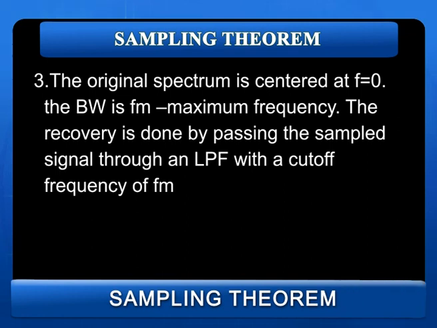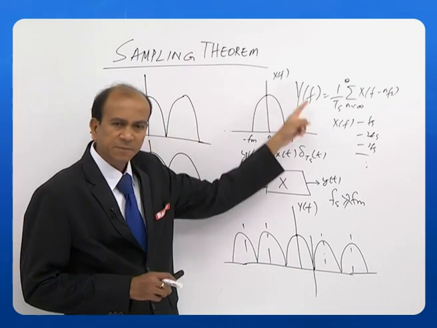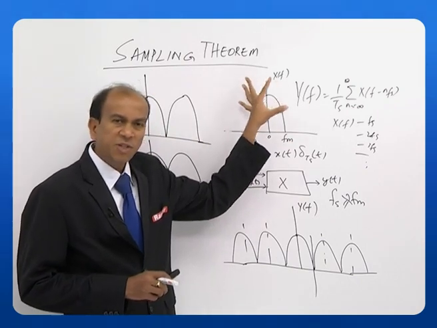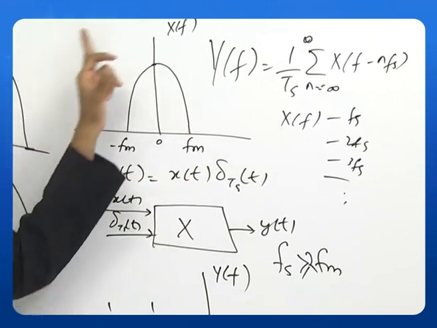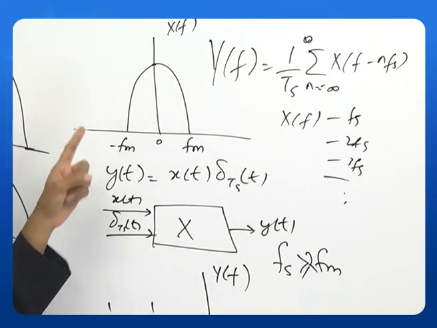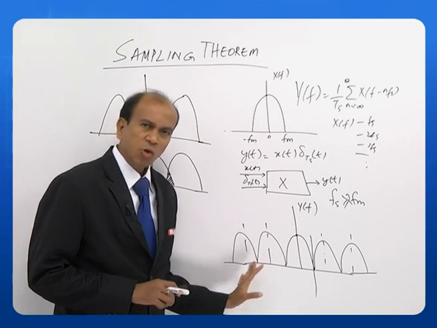The original spectrum is centered at f equal to 0. The bandwidth is Fm, that is the maximum frequency. Now, how do I do the recovery? The recovery is done by passing the sampled signal through a low pass filter with a cutoff frequency of Fm. So, see here, if you look at this signal, this is the original spectrum. That means the spectrum of the original signal x of t, that is X of f. If you see here, this signal is existing from minus Fm to Fm, that is, it is having a maximum frequency of Fm only.